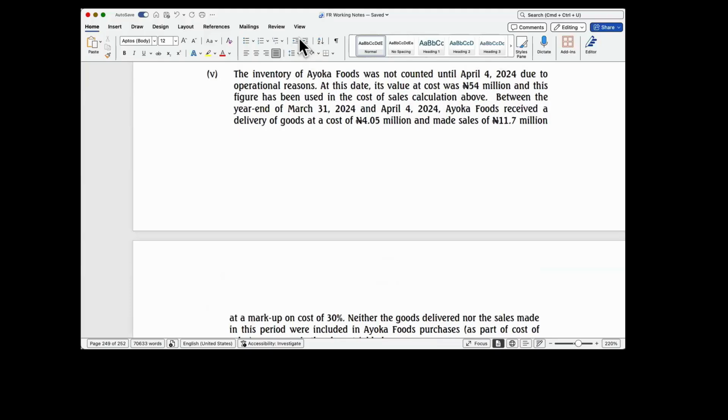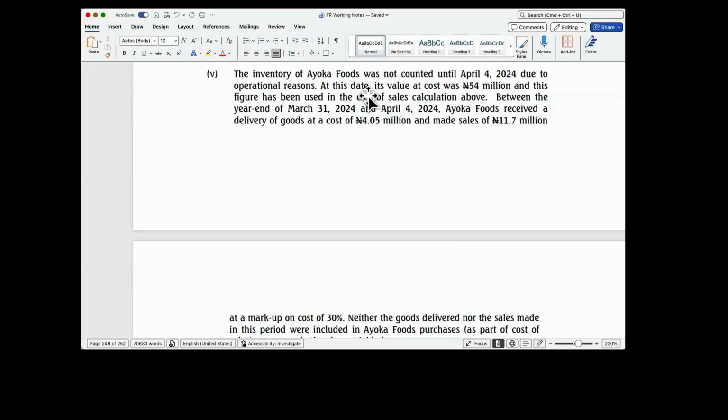What do we do here? Is there any one of you that can try this one? What do we do here? So the first thing you need to identify here is the fact that they counted the inventory after the year end, which is April 1st, 2024. That wouldn't have been a problem, right?